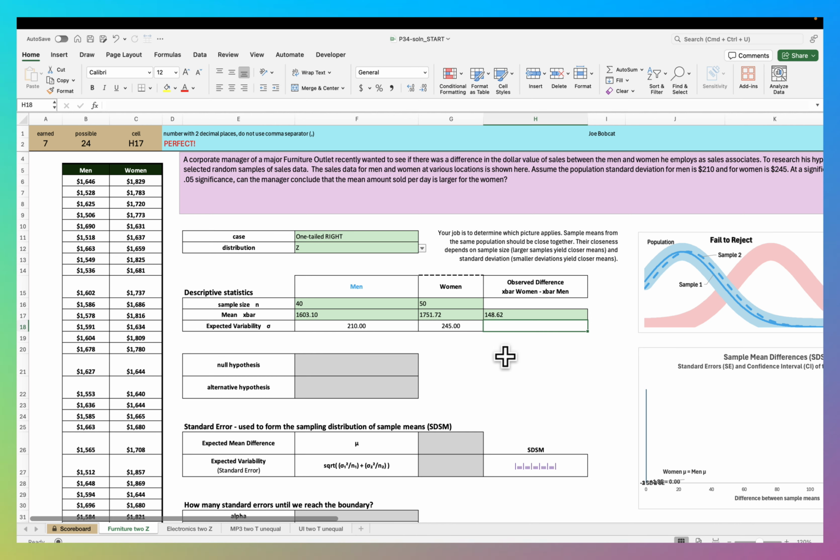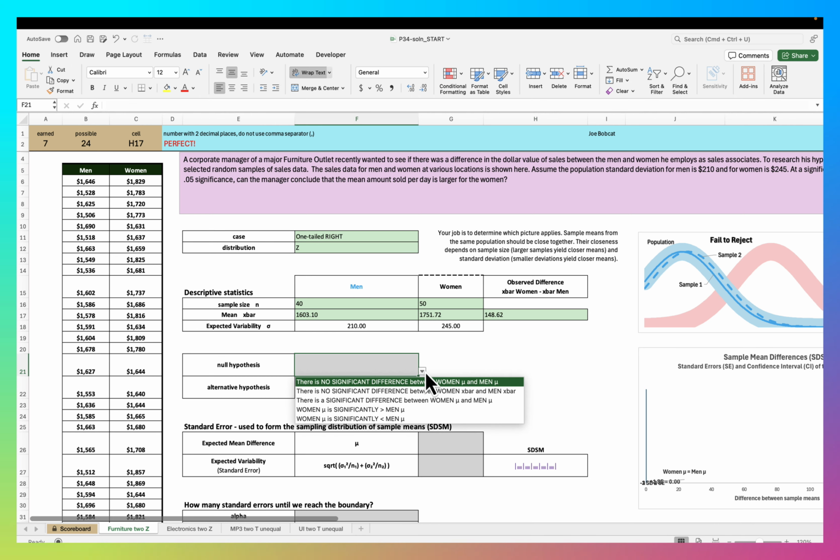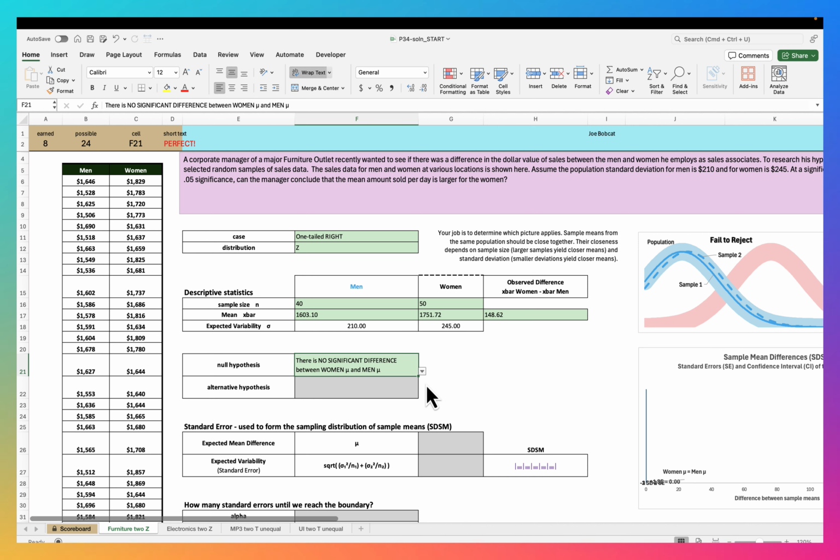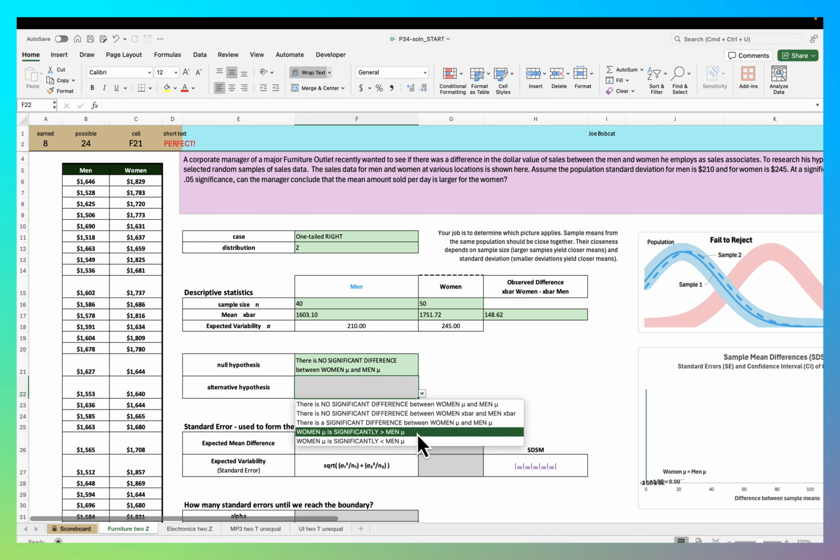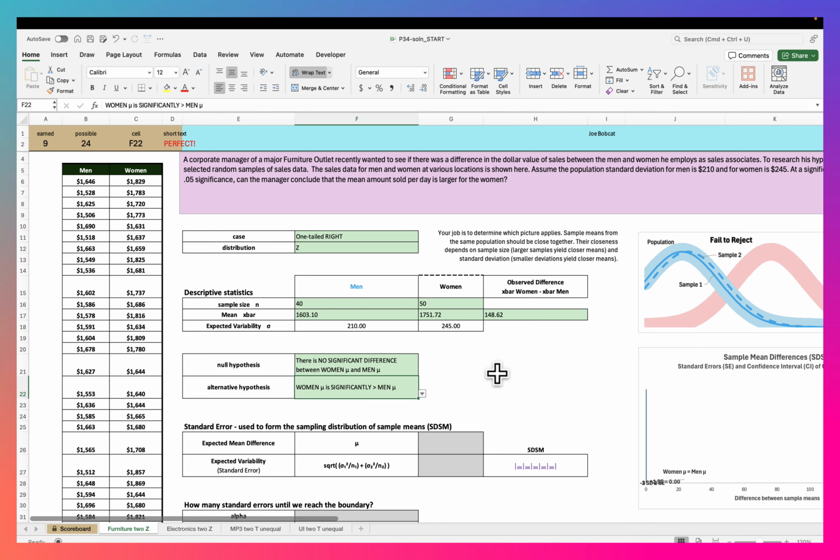And so let's go ahead and make our null hypothesis. The null hypothesis is always that there's no significant difference between the population mean for women and the population mean for men. I want you to notice that the inference is about the population, not the samples. Obviously, the women in these two samples sold more, but we're trying to figure out, do the women overall sell more? And the alternative hypothesis is that the population mean for women is significantly greater than that for men.